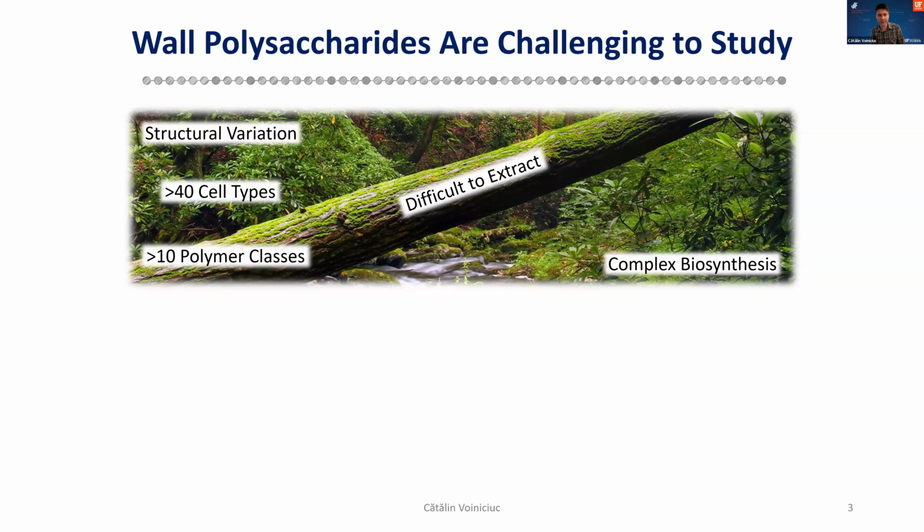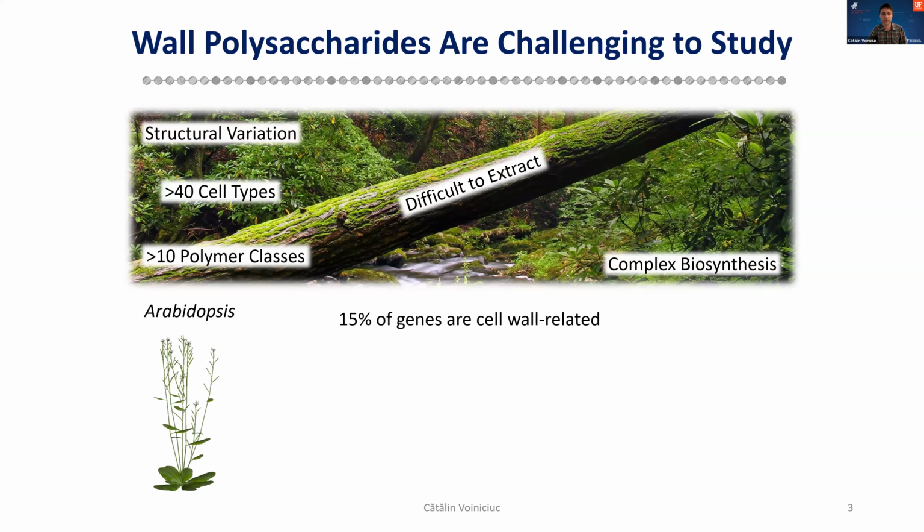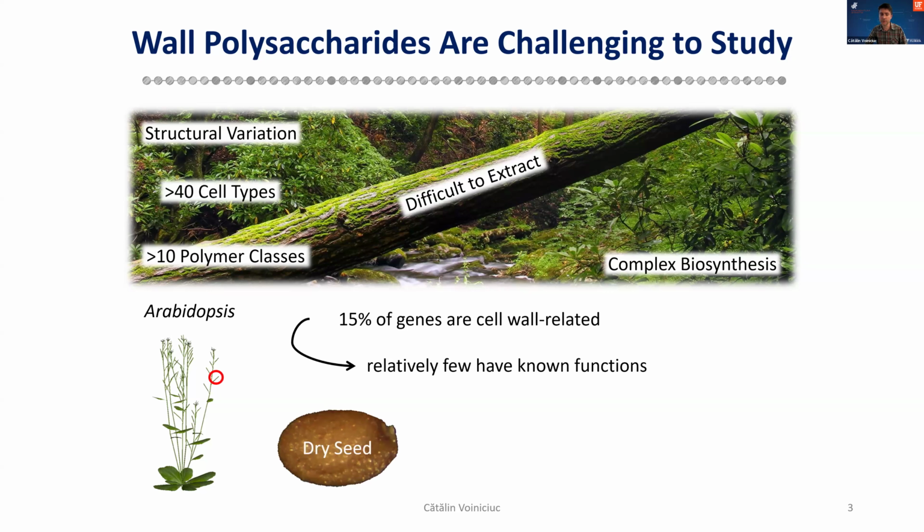And that's why during my graduate studies at the University of British Columbia in Canada, I focused on a simple model system, the Arabidopsis plant, to try to understand how these molecules are made. And in Arabidopsis, and actually most plant species, about 15% of the genome is predicted to be involved in cell wall biosynthesis or modification. That is a huge investment of genetic material, and yet relatively few of these genes have characterized functions. That means all those predictions are bioinformatic. It's sort of guilt by association.